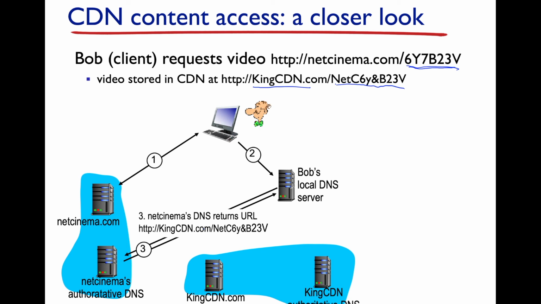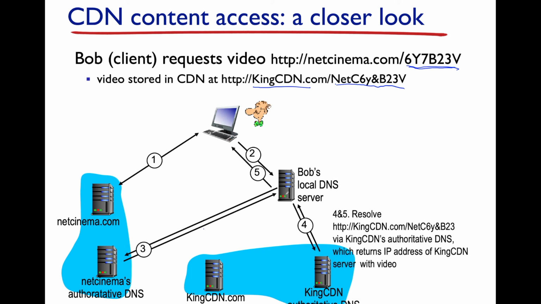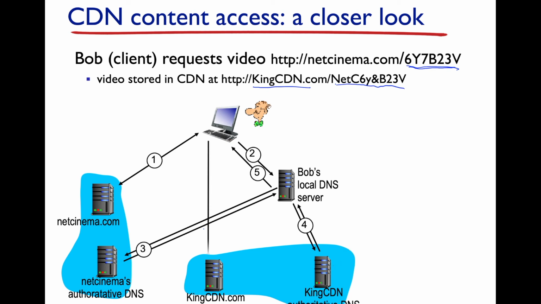Then Bob takes this King CDN and contacts King CDN's authoritative DNS server, specifies that URL, and gets back the IP address. Now Bob's local DNS server returns that DNS query IP address back to Bob, and then Bob knows to contact that King CDN instance directly, request the video, and start to stream.